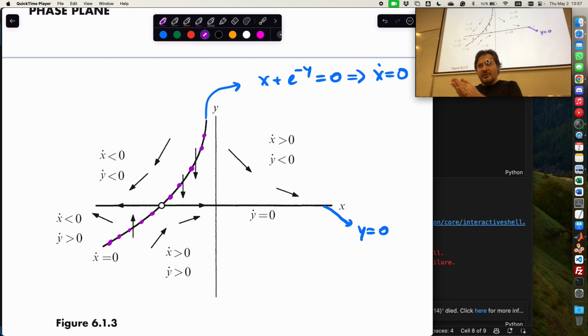So x is not changing on top of that line, which means that you are either going straight up, or you are going straight down. Yes or no? You can't go sideways, you can't go right or left because x dot is 0. Let me give you time to sink in. Amna, yes? Yes. So why are the arrows here pointing down?